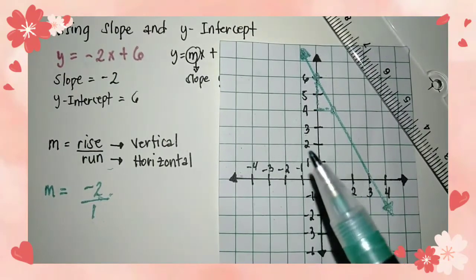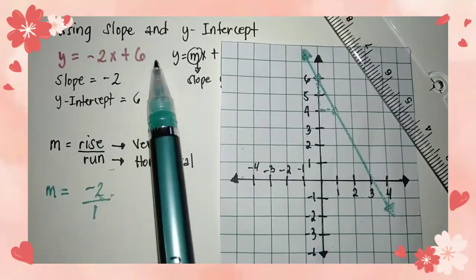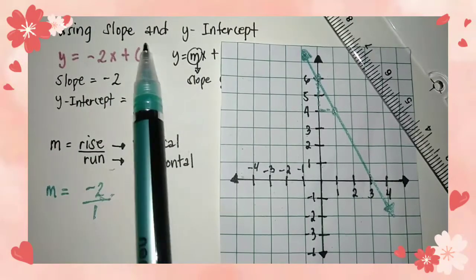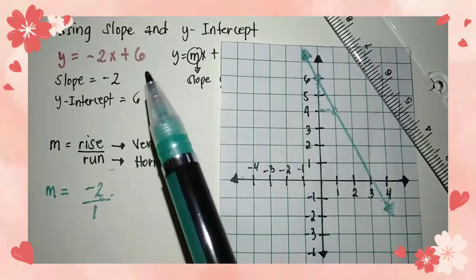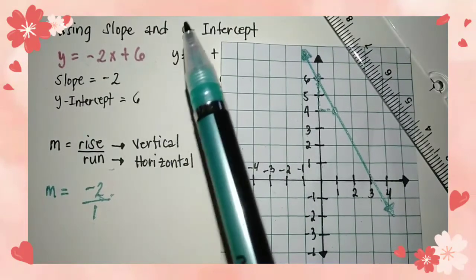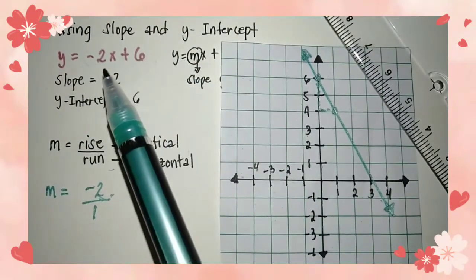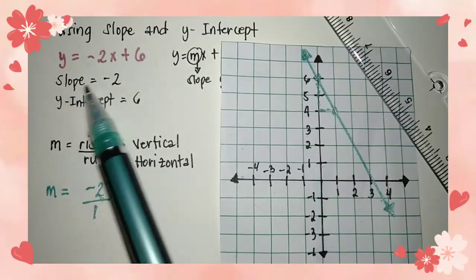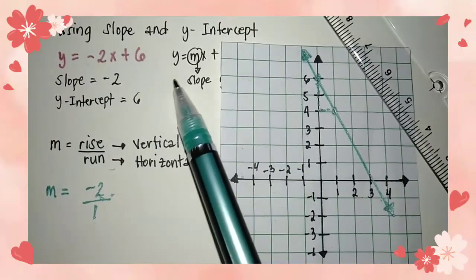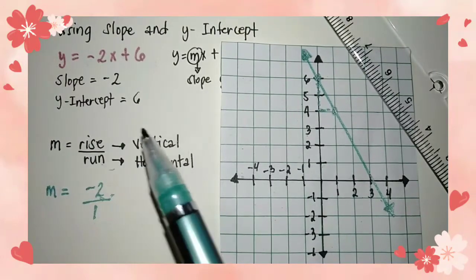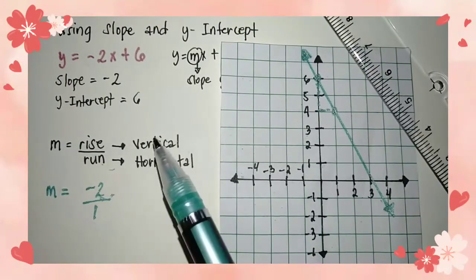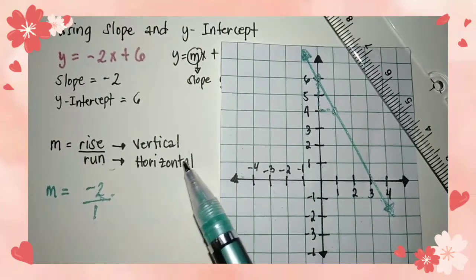Nakapag-graph tayo ng linear equation or na-graph natin si y is equal to negative 2x plus 6 using slope and y-intercept. So, remember, when you are going to graph a linear equation using slope and y-intercept, kukuhain nyo lang si slope and y-intercept and i-consider nyo si rise over run, wherein yung rise natin is the change in vertical and yung run is the change in horizontal.